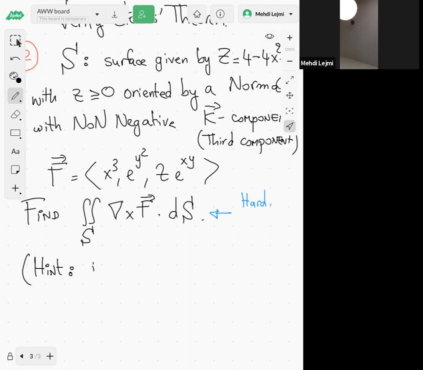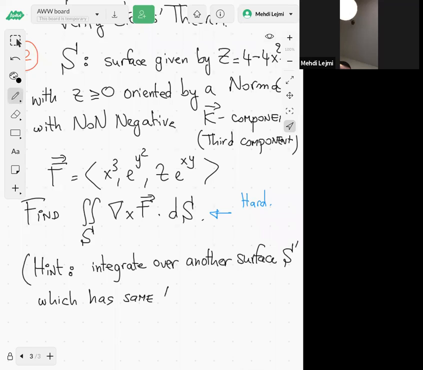So we need to integrate over another surface, say S prime, which has the same boundary surface S.